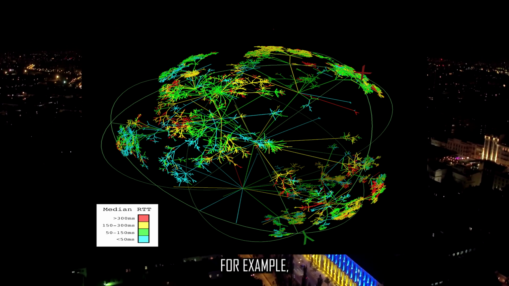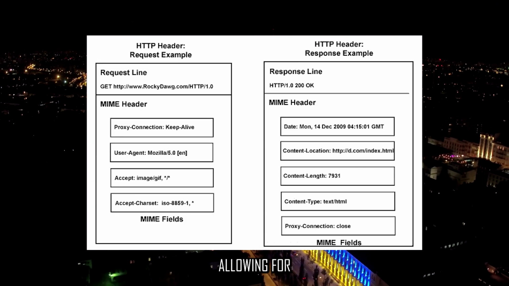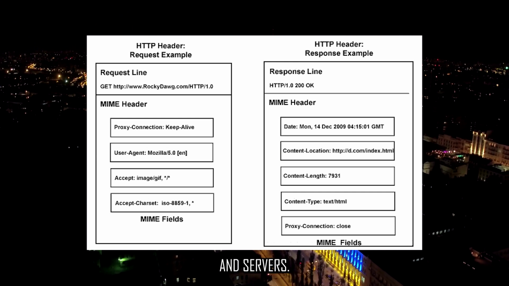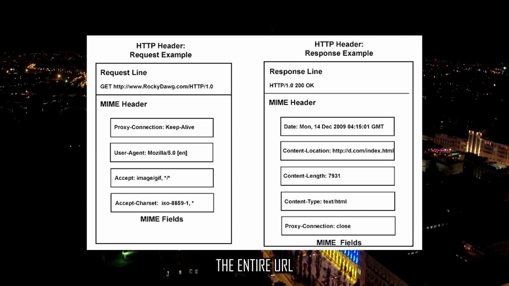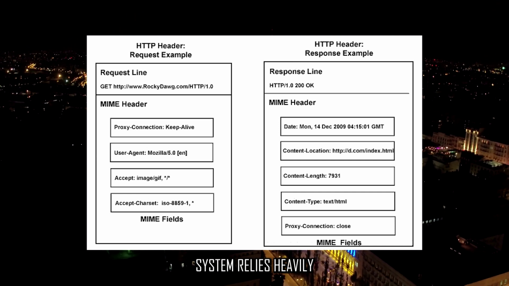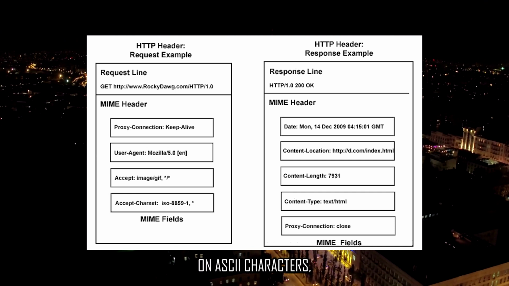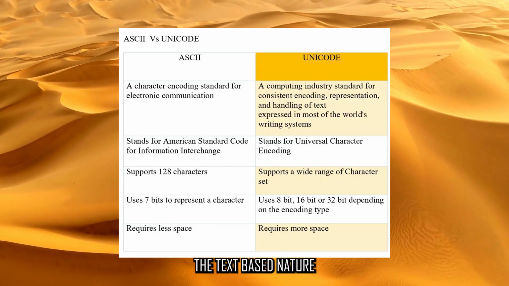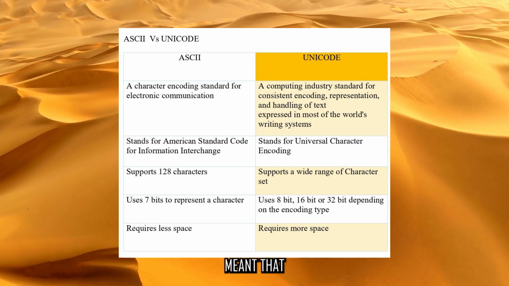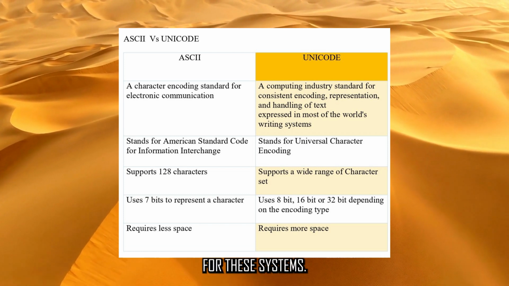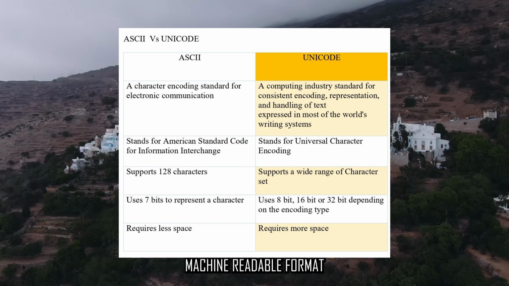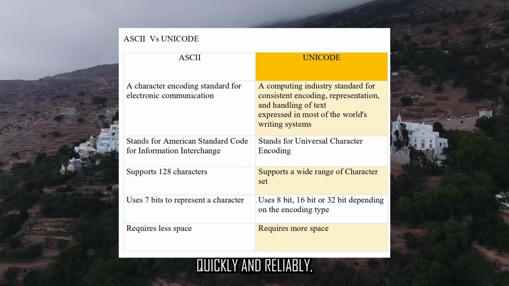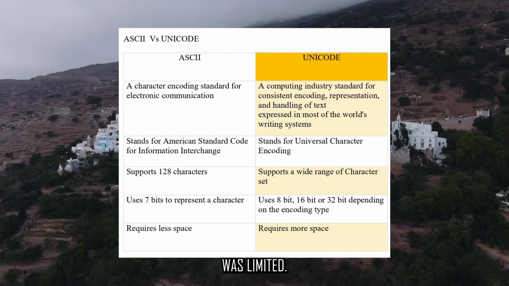HTTP headers, for example, use ASCII encoding, allowing for the seamless transmission of metadata between web browsers and servers. In fact, the entire URL, Uniform Resource Locator, system relies heavily on ASCII characters, ensuring consistency across the web. Additionally, the text-based nature of many early protocols meant that ASCII was a perfect fit for these systems. The lightweight, machine-readable format allowed computers to exchange vast amounts of information quickly and reliably, even when bandwidth was limited.